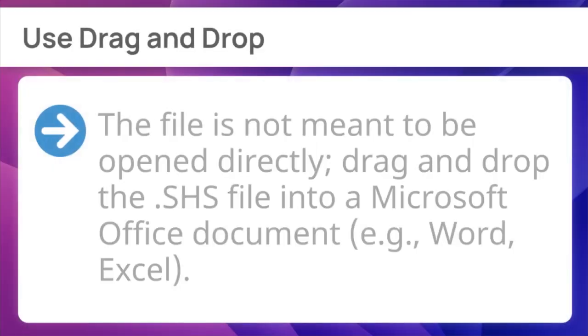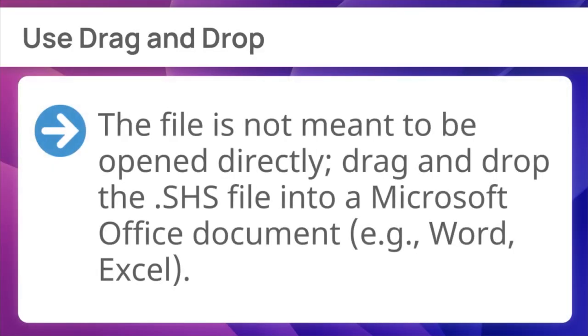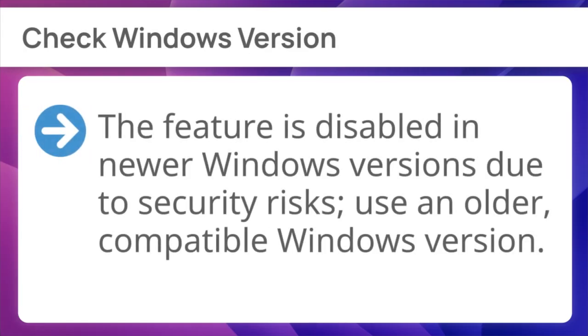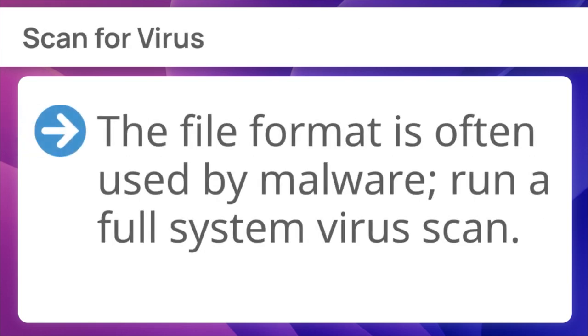First, use drag and drop. The file is not meant to be opened directly. Drag and drop the SHS file into a Microsoft Office document, e.g. Word or Excel. Next, check the Windows version. The feature is disabled in newer Windows versions due to security risks. Use an older compatible Windows version. Finally, scan for viruses. The file format is often used by malware. Run a full system virus scan.